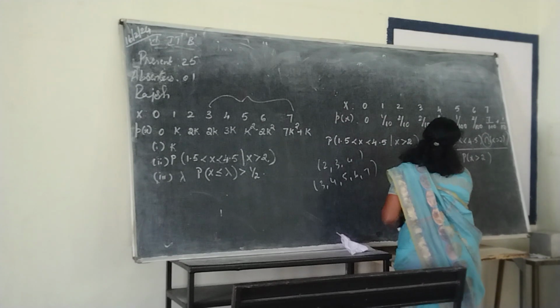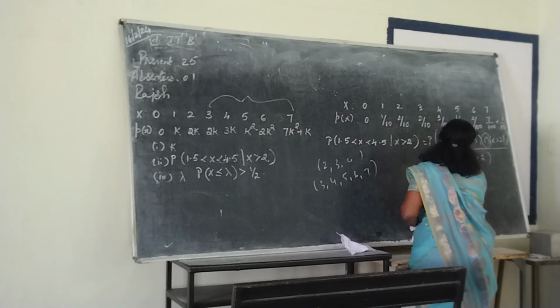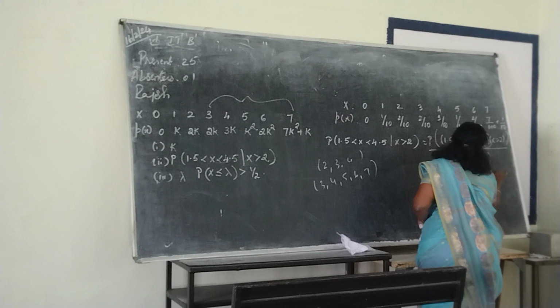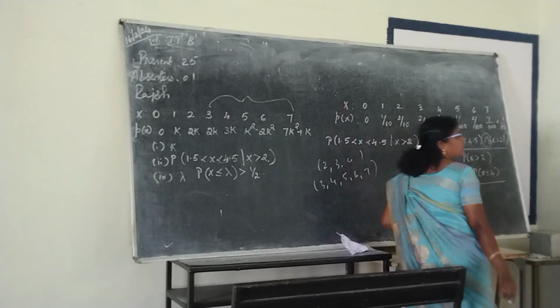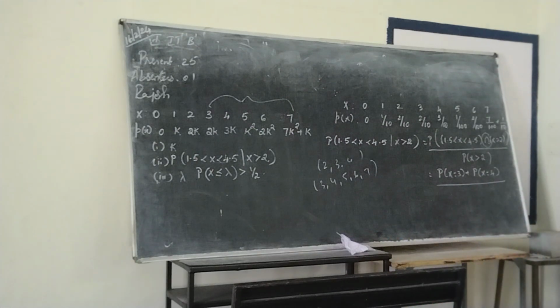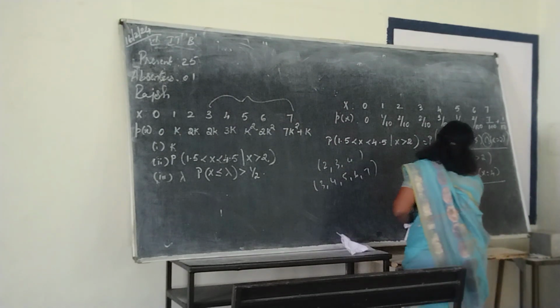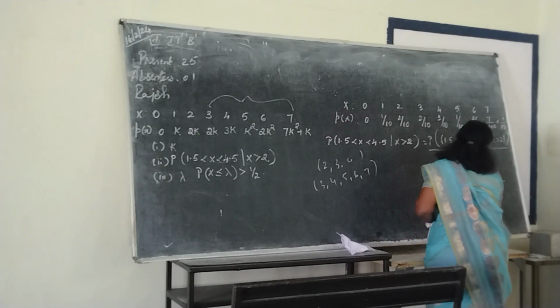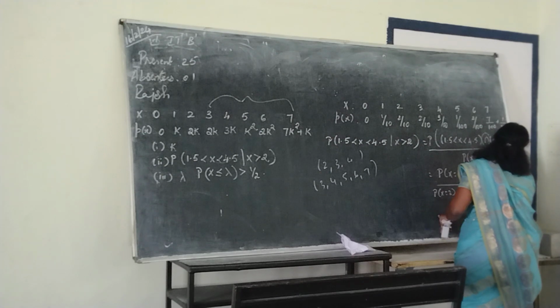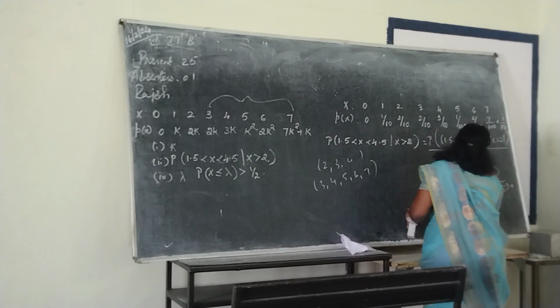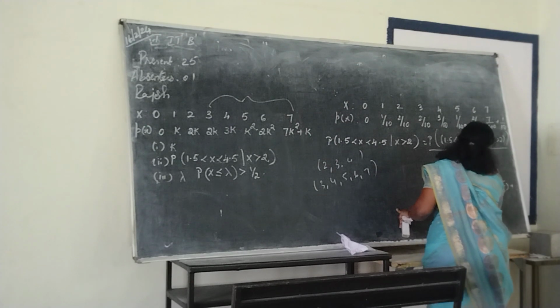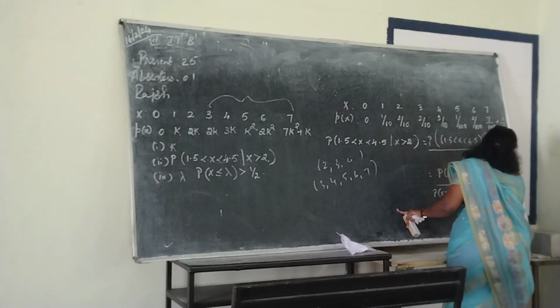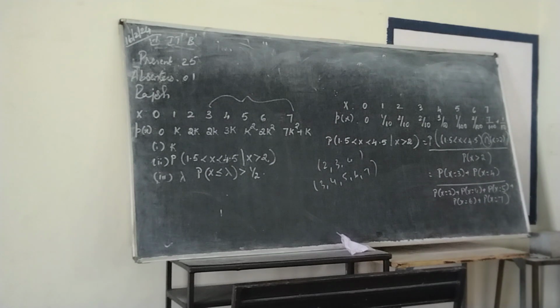So this is equal to probability of x equal to 3 plus probability of x equal to 4, divided by the denominator. Greater than 2: 3, 4, 5, 6, 7. So the denominator will be probability of x equal to 3 plus x equal to 4, plus x equal to 5, x equal to 6, x equal to 7. You already know your probability values, substitute and take the answer.